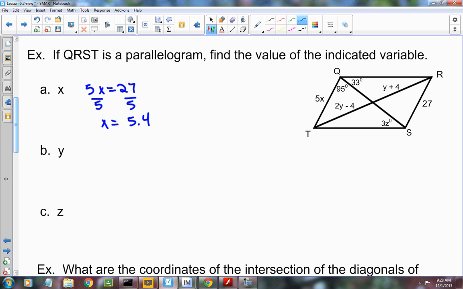Okay, what about the y's? Do they have a relationship? They're congruent. The diagonals intersect at the midpoints, right? So those two are equal to each other. So I'm going to do 2y minus 4 equals y plus 4. So that gives me y equals 8.